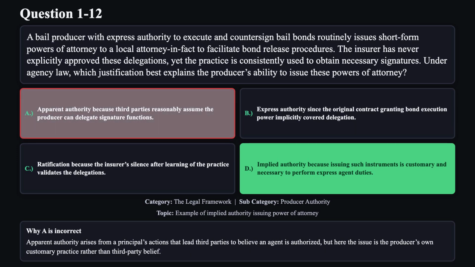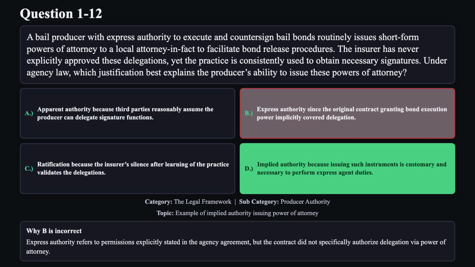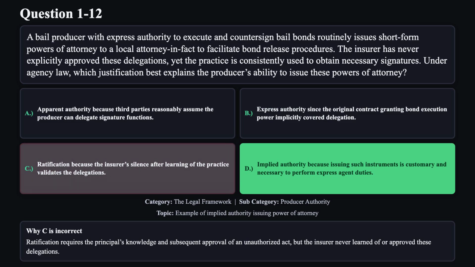Reason A is not correct. Apparent authority arises from a principal's actions that lead third parties to believe an agent is authorized. But here the issue is the producer's own customary practice rather than third-party belief. Reason B is not correct. Express authority refers to permissions explicitly stated in the agency agreement, but the contract did not specifically authorize delegation via power of attorney. Reason C is not correct. Ratification requires the principal's knowledge and subsequent approval of an unauthorized act, but the insurer never learned of or approved these delegations.